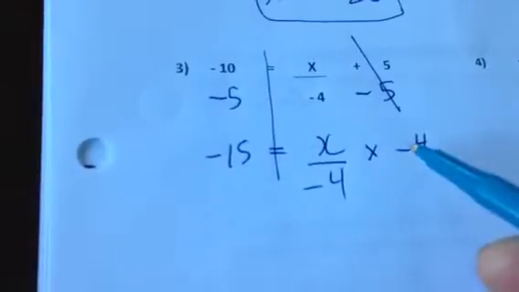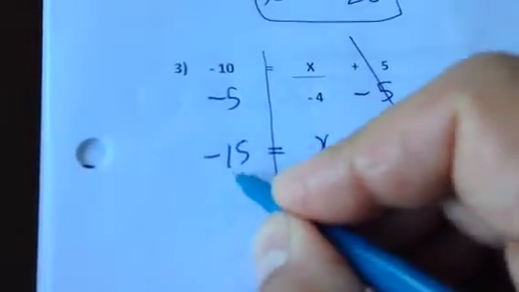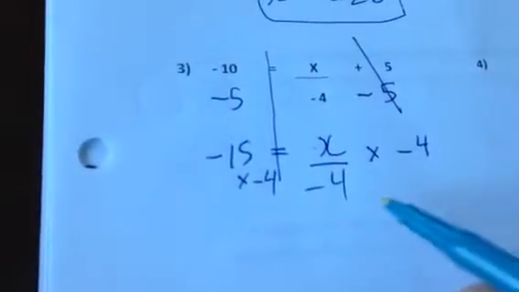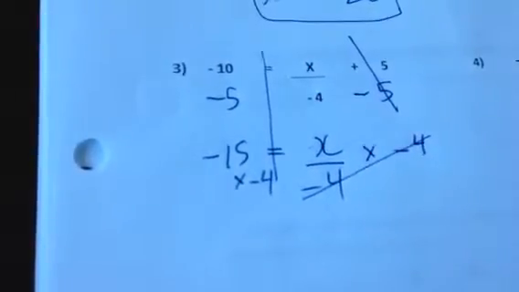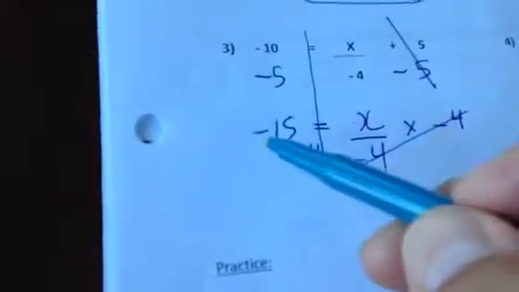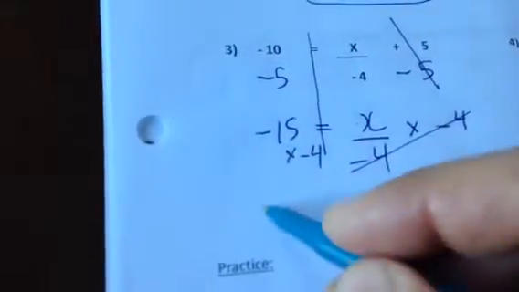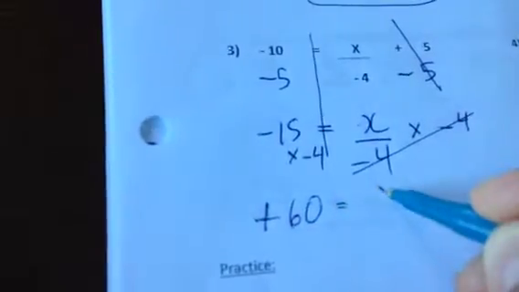Don't make it a positive, right? Whatever I do to this side, I have to do to this side. So I have to multiply this by negative 4 as well. So these negative 4's cancel out because when you multiply and divide by negative 4, it becomes 1. So over here, we got negative 15 times negative 4. That's a positive, and that's 60. And that's equal to x.